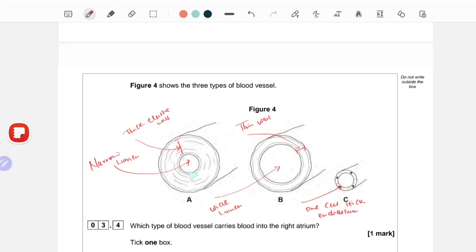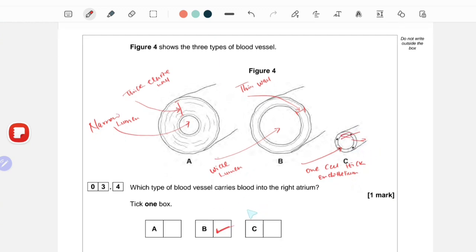So this is an artery with a thick elastic, muscular wall with a narrow lumen. The vein has a thin wall, also elastic a little, and a very wide lumen. And this is just one cell thick, and that is the capillary for gas exchange in and out. So which type of blood vessel will do that? That would be B. B is a vein.